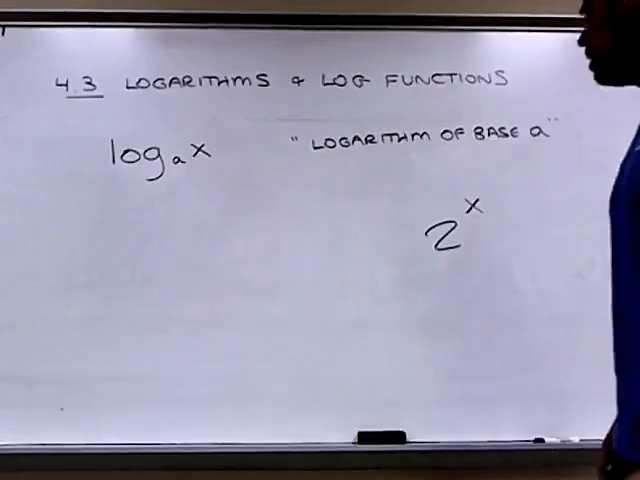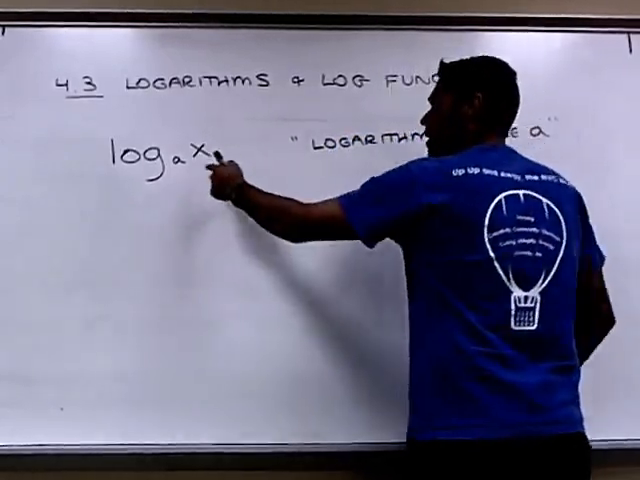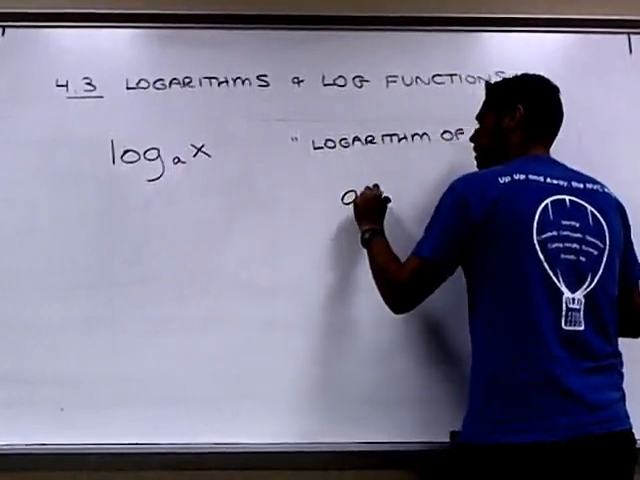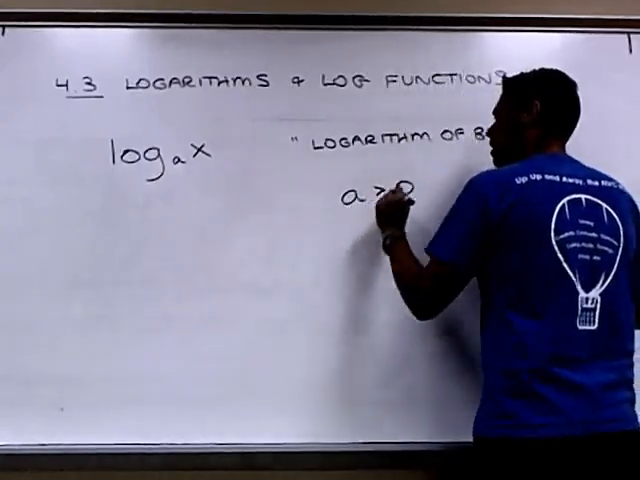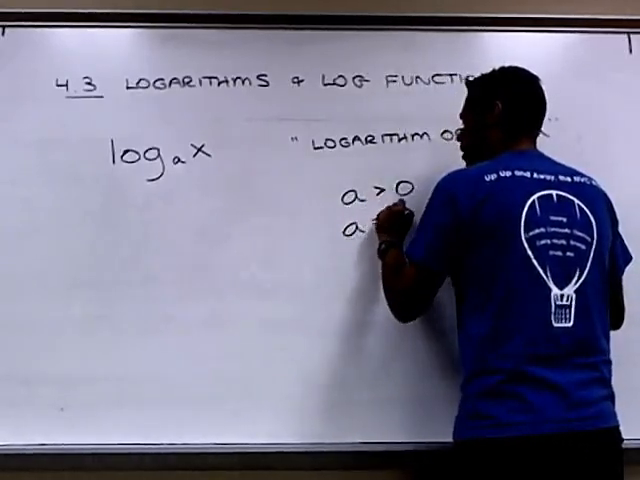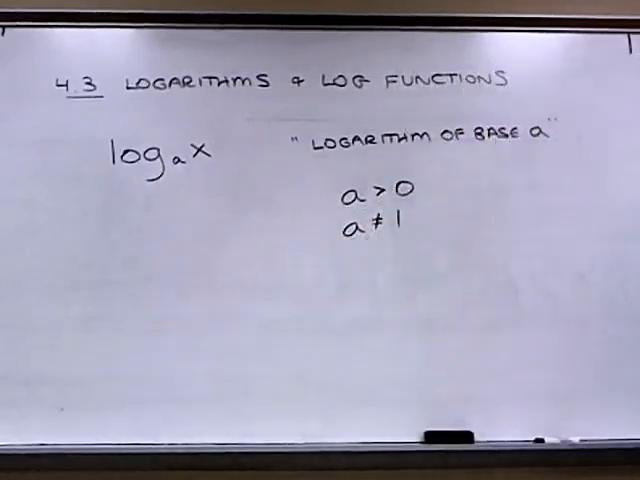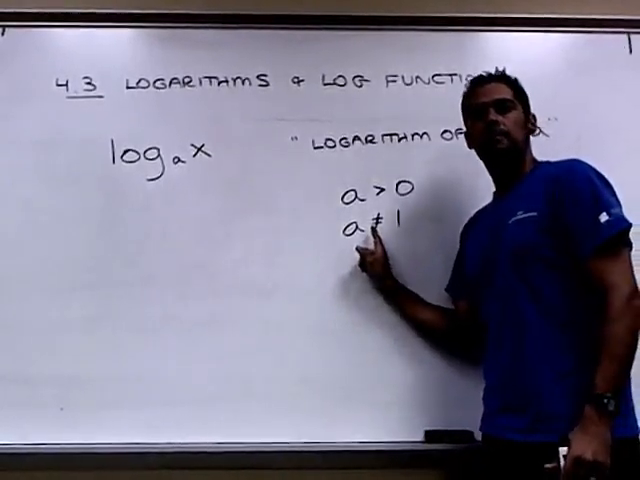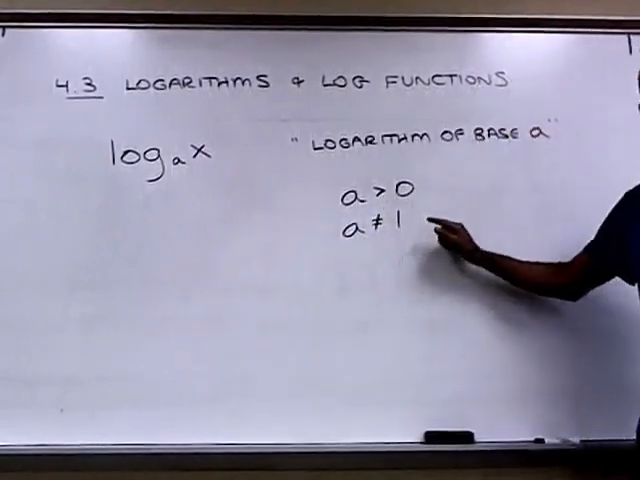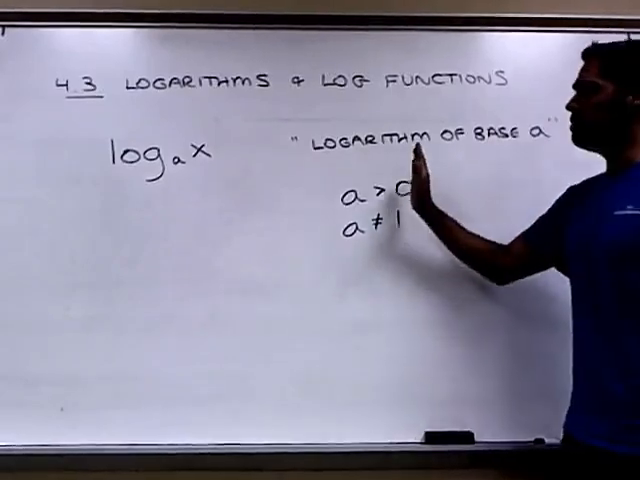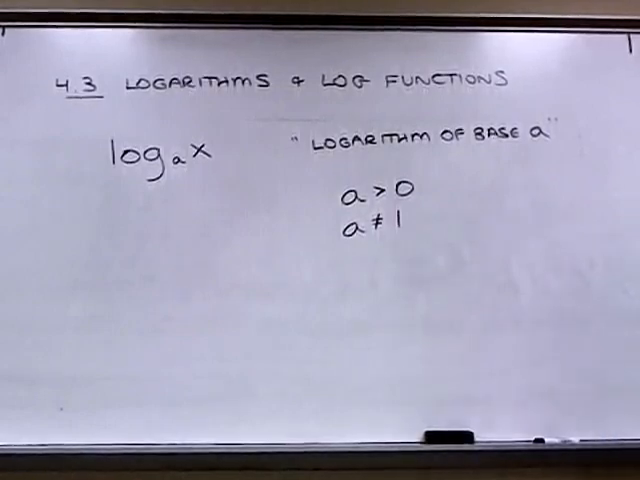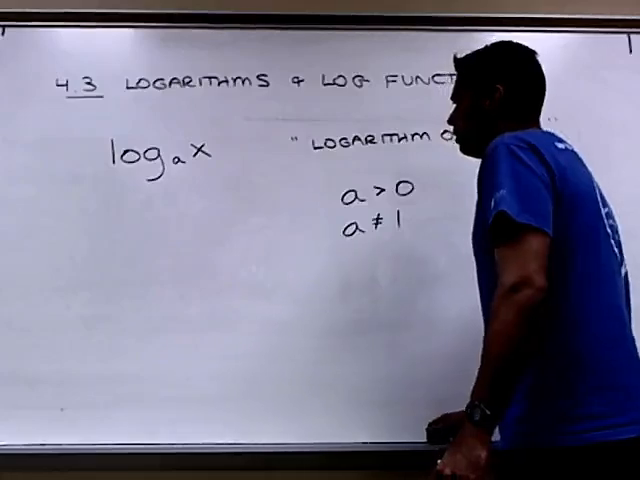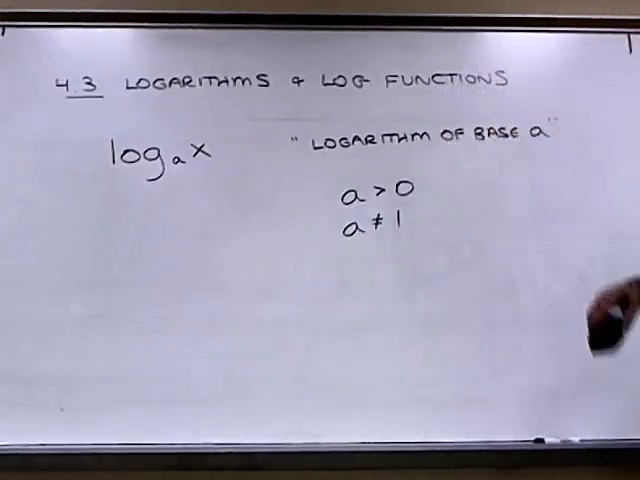We have some restrictions on this. The A down here has to be bigger than 0. And the base down there cannot be 1. Does that look familiar? Remember with exponential functions, we had the same condition, right? The base had to be bigger than 0 and couldn't be 1. Same goes for logarithms. That's what we call it. That's a log base A.